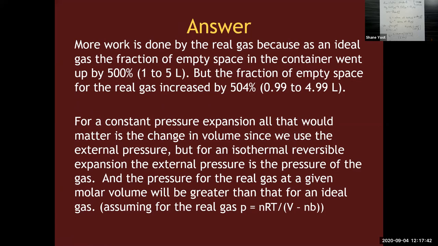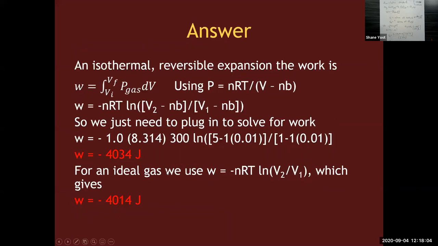Again, the work is different for these two cases because it's done reversibly, so the external pressure and internal pressure are the same, and the internal pressure of this real gas is different from that of the ideal gas, and that is changing the work. So this slide is presenting why these answers are different, and trying to explain it physically in two different ways. One is in terms of the percent change in the volume of the real gas versus the ideal gas, because the real gas occupies some amount of volume.